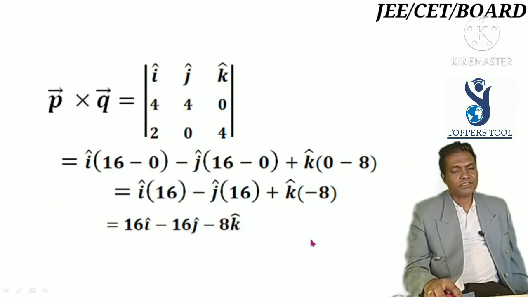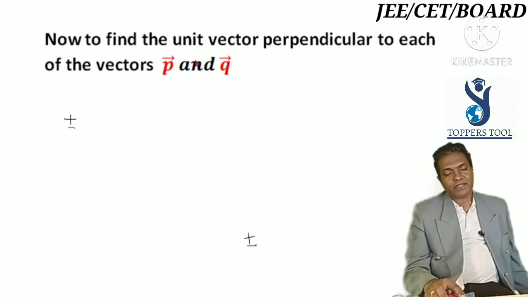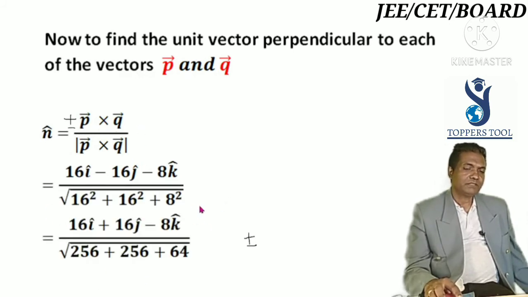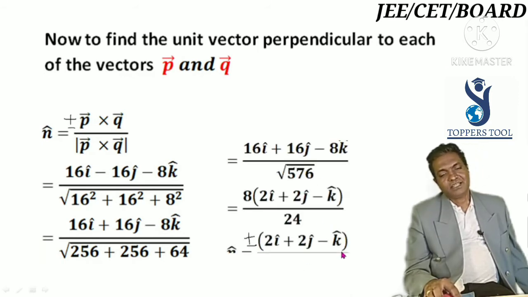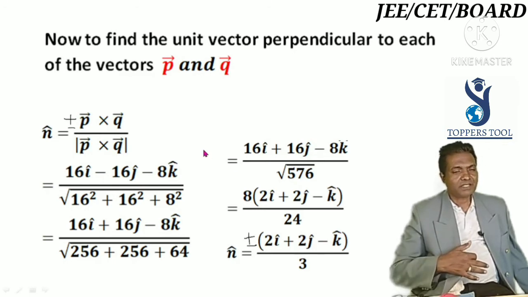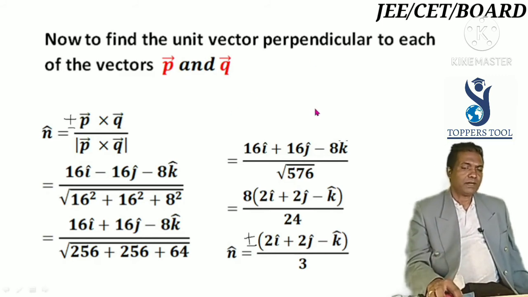Let's move on to finding n cap. To find the unit vector which is perpendicular to P and Q, n cap is plus or minus this, as earlier. Simplify. This is the required answer. There's nothing to explain here. Everything is straightforward. The only thing is that the determinant expansion must be correct. Otherwise, you will lose your marks.